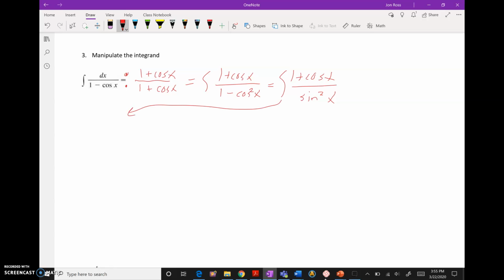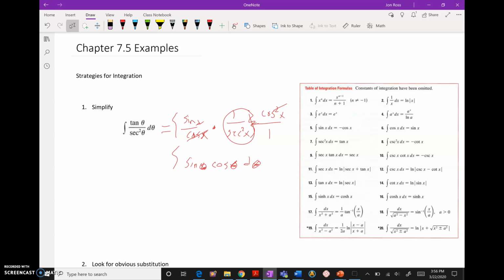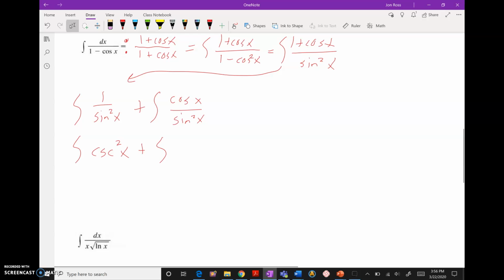If we're going to do more manipulation here, we can have the integration of 1 over sine squared x plus the integration of cosine x over sine squared x. And this is where knowing our identities and knowing our integration tricks is really handy. Cosecant squared x. If you go back up here, cosecant squared x is on there somewhere. There it is. The integral of cosecant squared x is negative cotangent x. So this just becomes a negative cotangent x, and that's done.